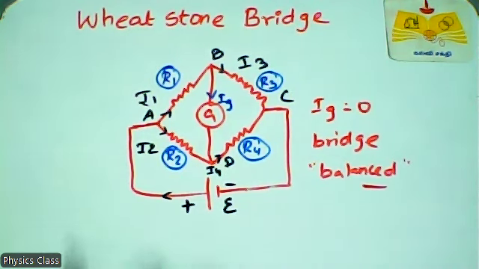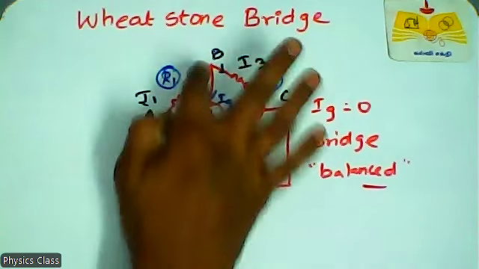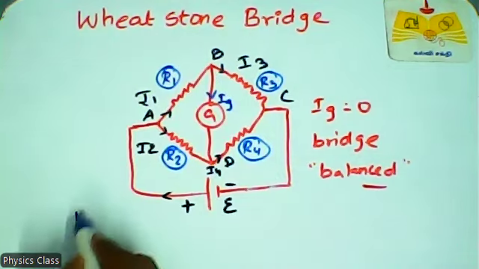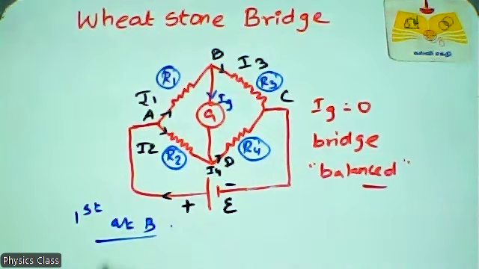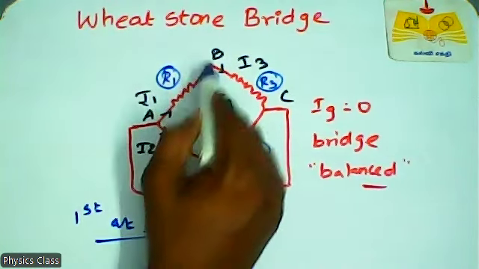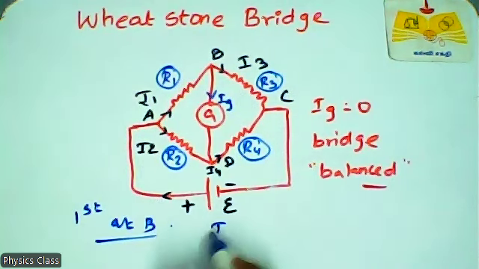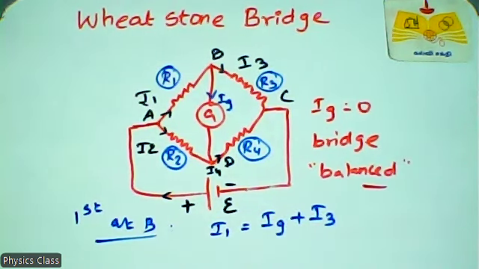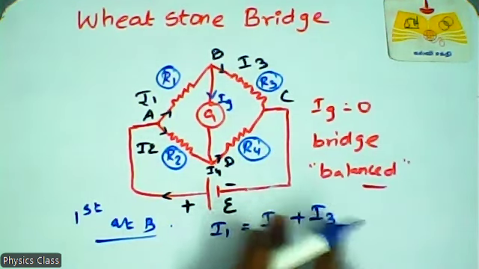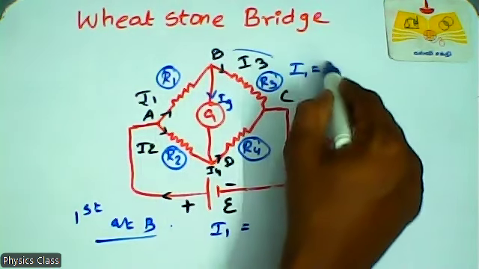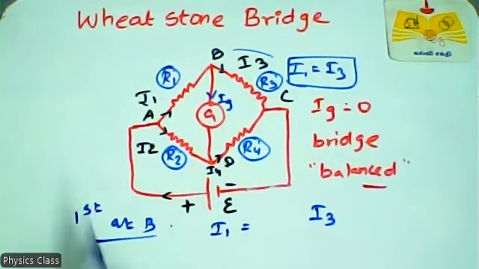After the balanced condition arrives, we can move to the next step: applying Kirchhoff's junction rule at B and D. Applying Kirchhoff's first rule at B, the current entering the junction must equal the current leaving it. I1 is entering, Ig and I3 are leaving. But Ig is equal to 0, so we can neglect this term. So I1 is equal to I3.